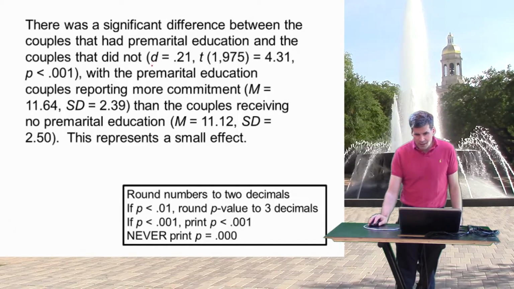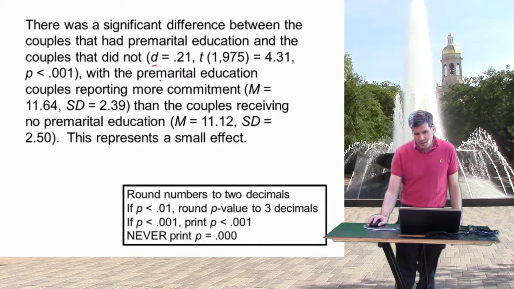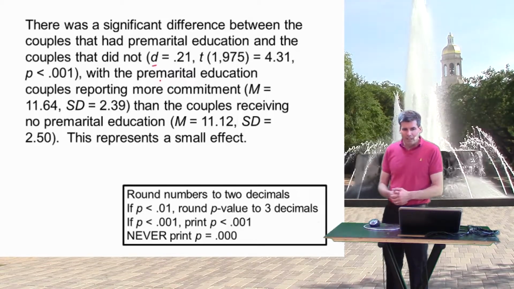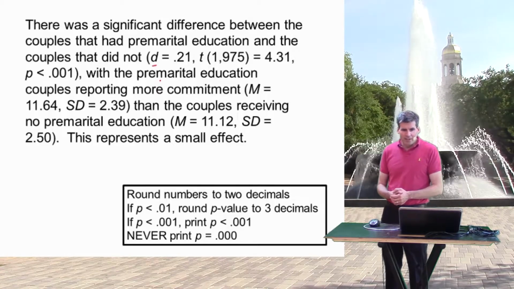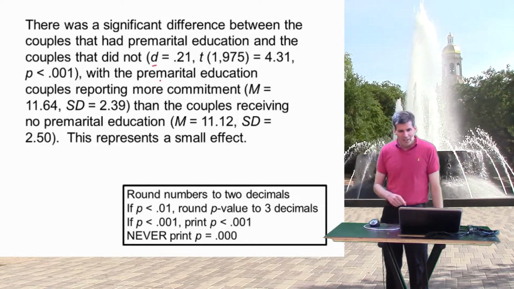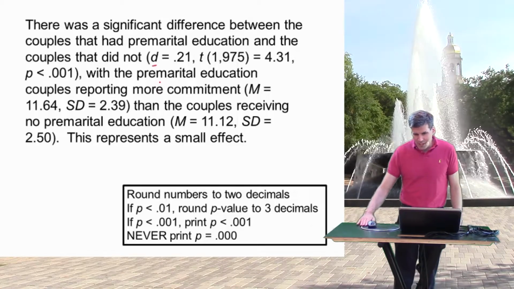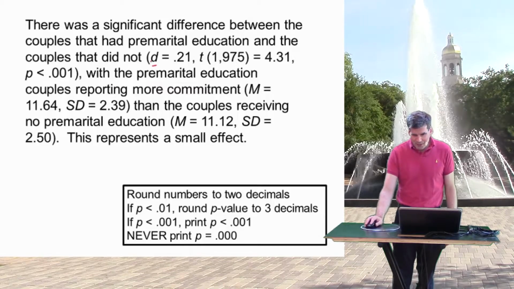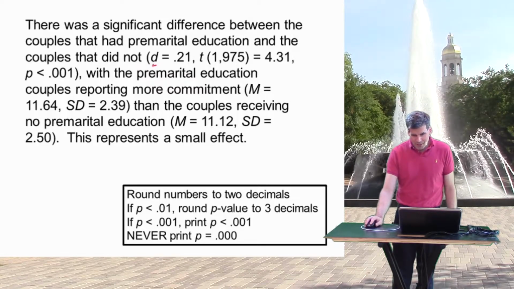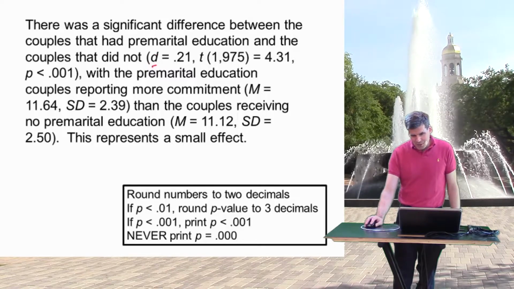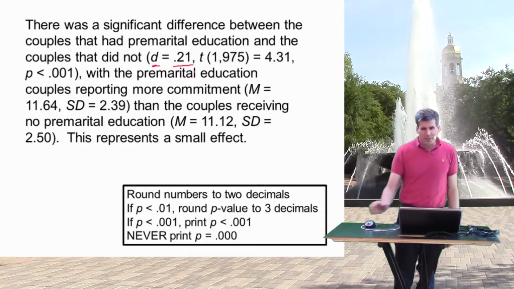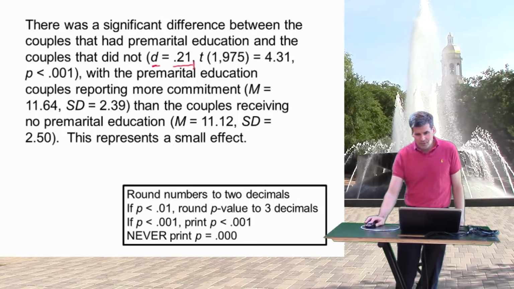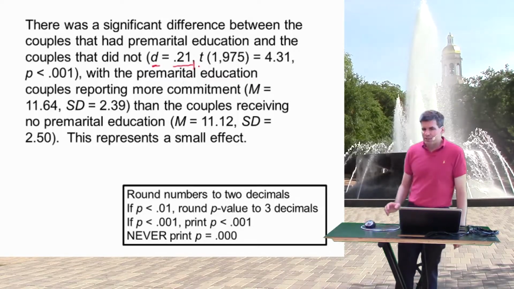So I'm going to say D, and in APA style, usually all your abbreviations for statistics should be in italics. So that should be italics D, although if you're giving me a handwritten summary on a test, I won't be able to tell what's italics or not, so you wouldn't need to worry about that. But technically, it should be italics. So D equals 0.21, so that's the name of our effect size and the value for effect size, and then there's a comma, and then I'm going to give the inferential statistic.